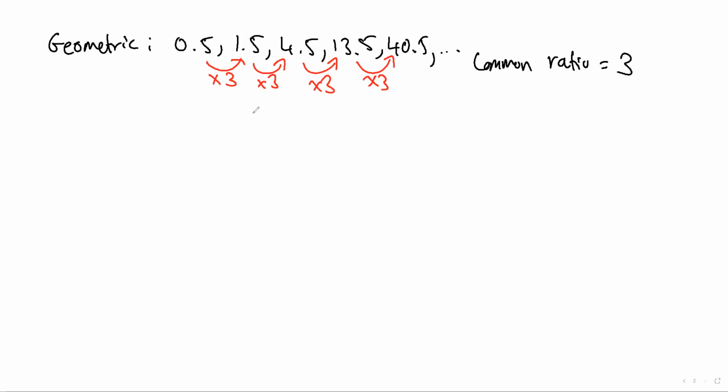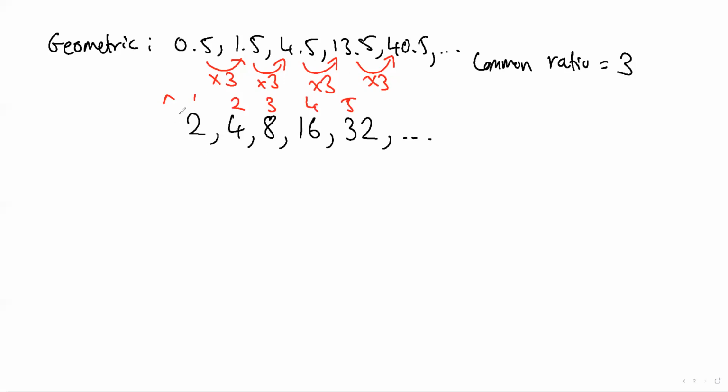And again, the common ratio can also be division as well. Now, another geometric sequence would be this. These are powers of 2. If you think about it, 2 to the power of 1 is 2, 2 to the power of 2 is 4, 2 to the power of 3 is 8, and so on.